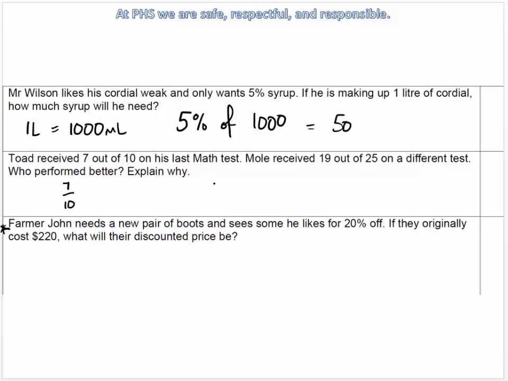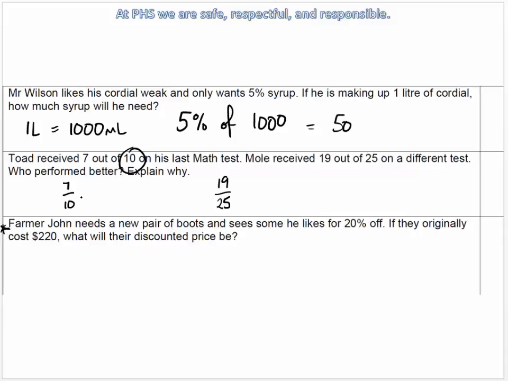Mole received 19 out of 25. Now, obviously, they're two different tests, and that's why we're going to use percentages to compare the performance on these tests, because we can't just look at the marks. There's no way Toad could have gotten as many marks as Mole because his test was only out of 10. So that's why we're going to use percentages.